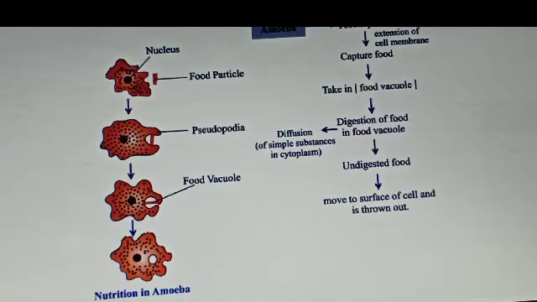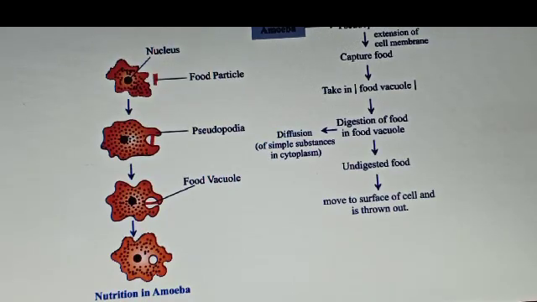Here you can see how the amoeba's nutrition occurs: by the forming of the pseudopodia, the extension of the cell membrane, it captures the food, then the food vacuole is generated, then the digestion of the food occurs in the food vacuole, then the undigested food is thrown outside the body. It is also denoted by the arrow. You can draw the same as it is in the exam as well, but you have to write down all the steps in detail.